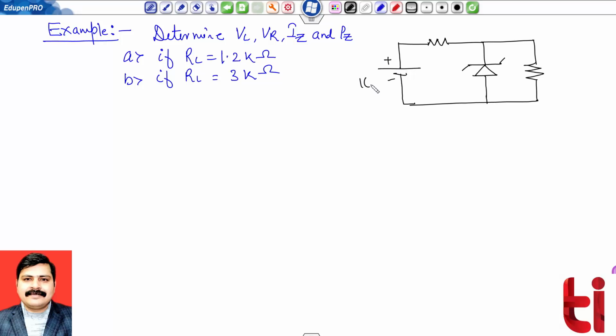This value is given as 16 volt. This resistance is given as 1 kilo ohm. VZ is given as 10 volt. PZM is given as 30 milliwatt, and load resistance RL is given. Different values of load resistance have been given. Okay, so let's see the solution.